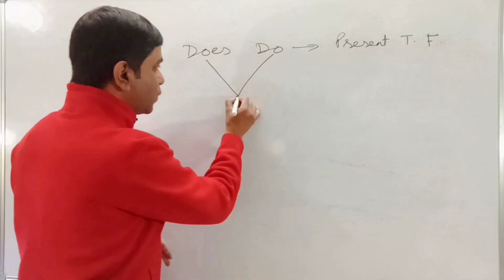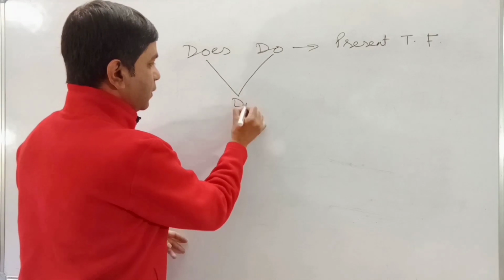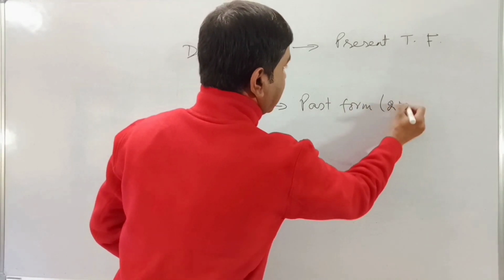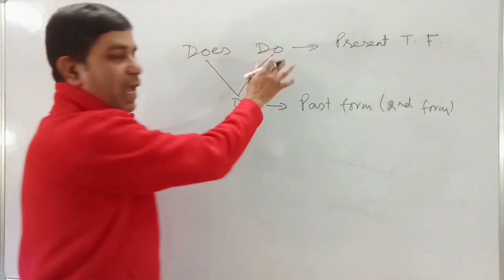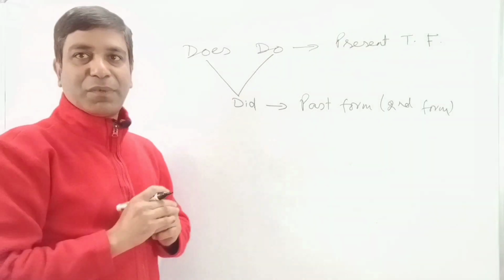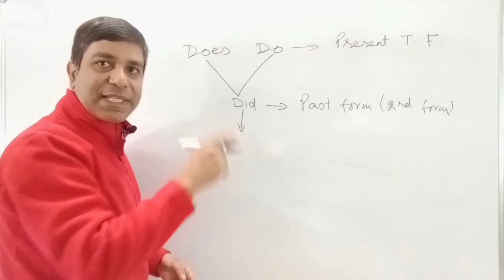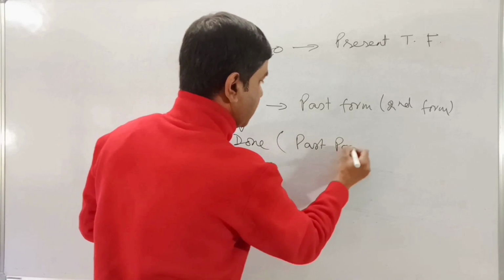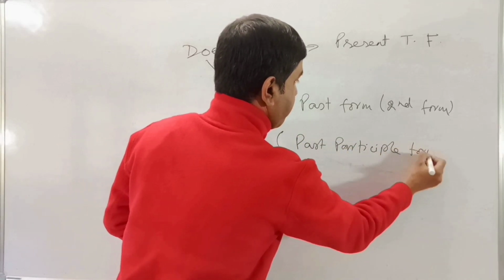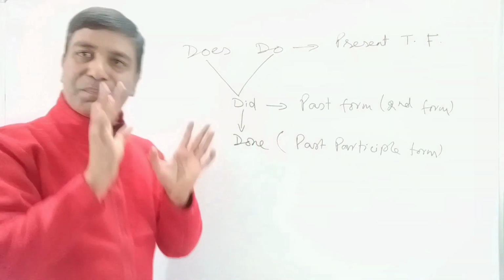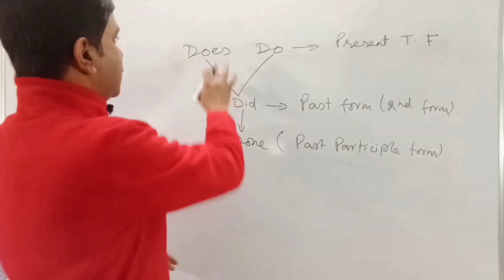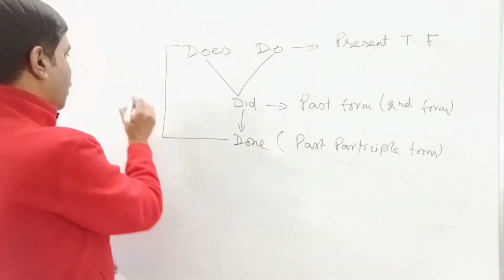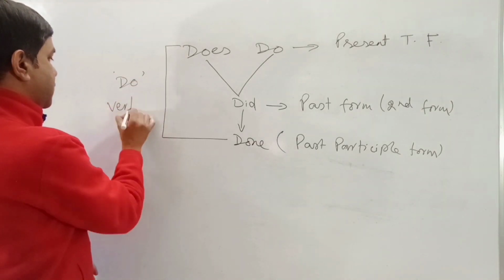When you change does and do into past tense, it becomes did. So did is the past form, or the second form, of does and do. Now, what is the third form of did? The third form, or the past participle form, of did is done. Now, do, does, did, and done, these verbs all together are called do verbs.